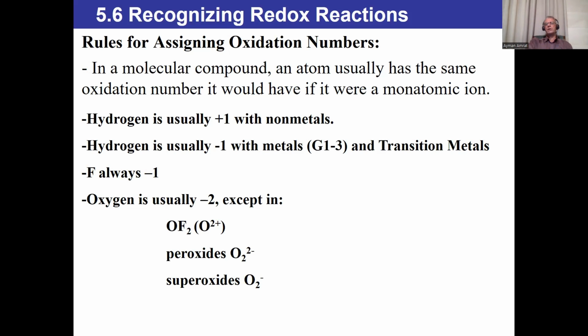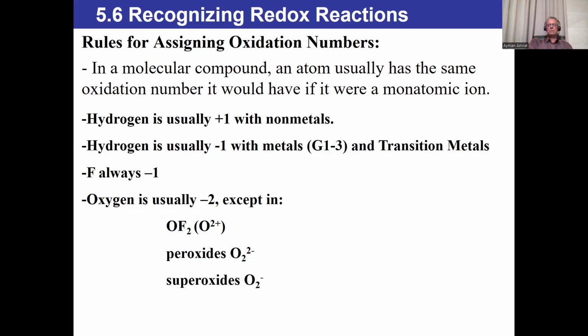Hydrogen with metals, especially groups 1A to 3A, sodium, magnesium, aluminum, is always -1. And with the transition metals, hydrogen is usually -1 as well. Fluorine is always -1. F is from the halogens, group 7A. The common ion for fluorine is -1.